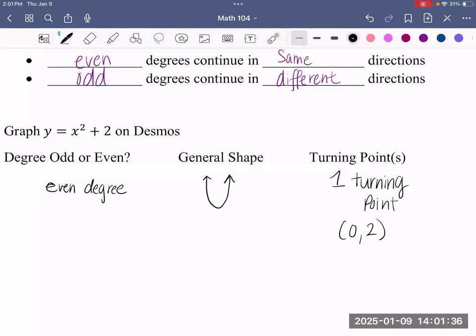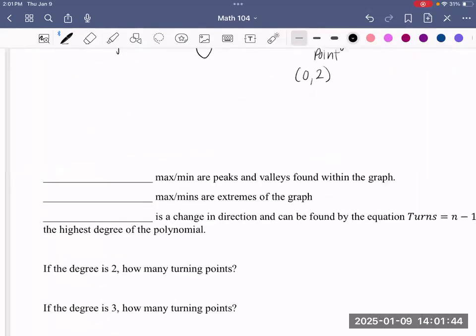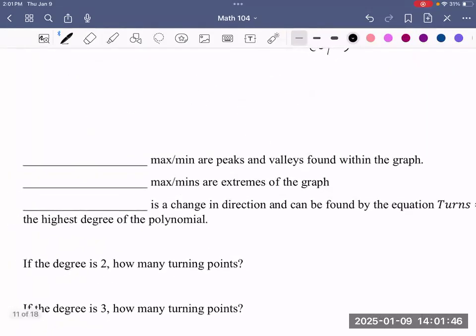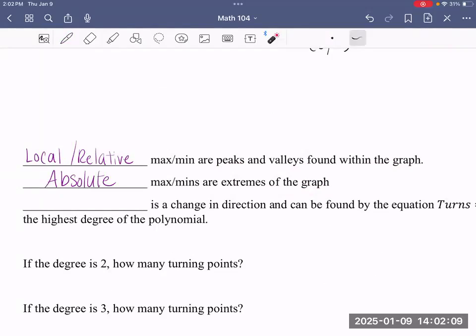You can have lots of turning points, but they're either going to be the peaks and the valleys found on your graph. So when we talk about local or relative maxes and mins, these are peaks and valleys found within your graph. Whereas the extremes of your graph can also be classified as the absolute max or min. This can be either a positive or negative infinity or a specific point.